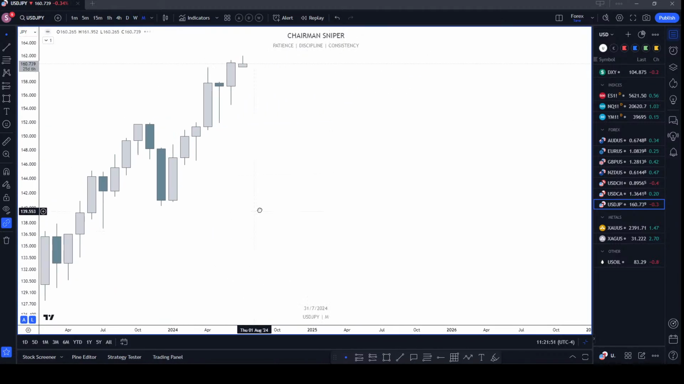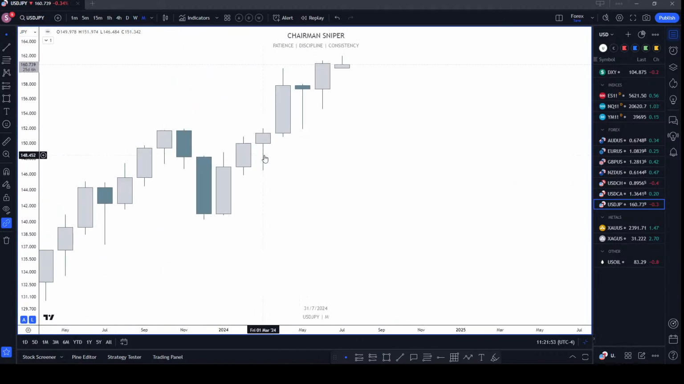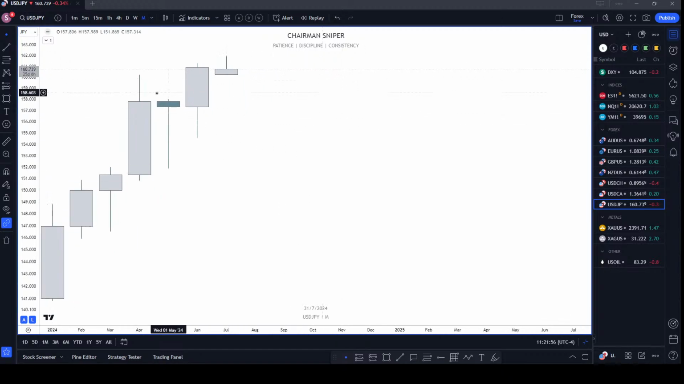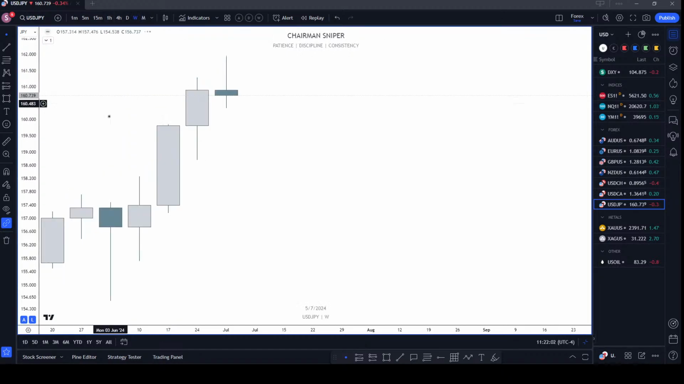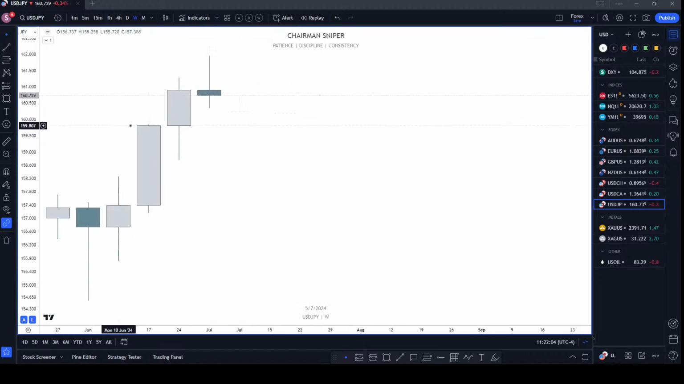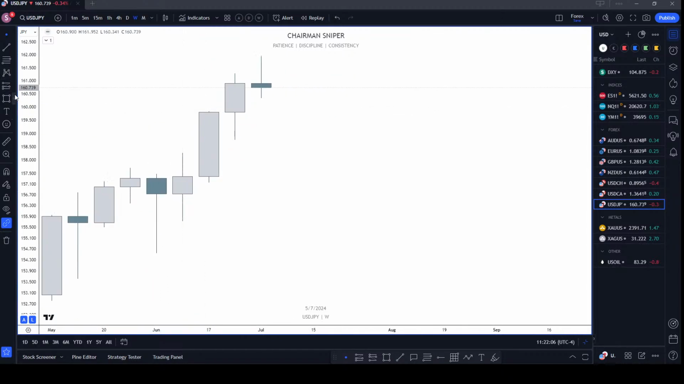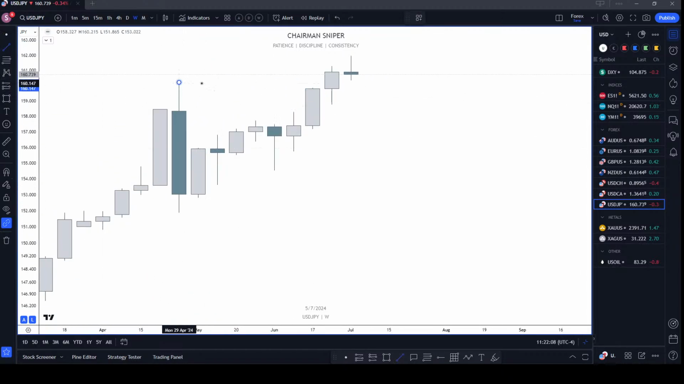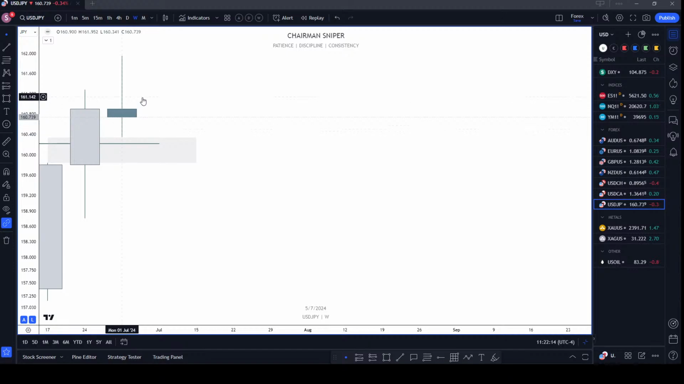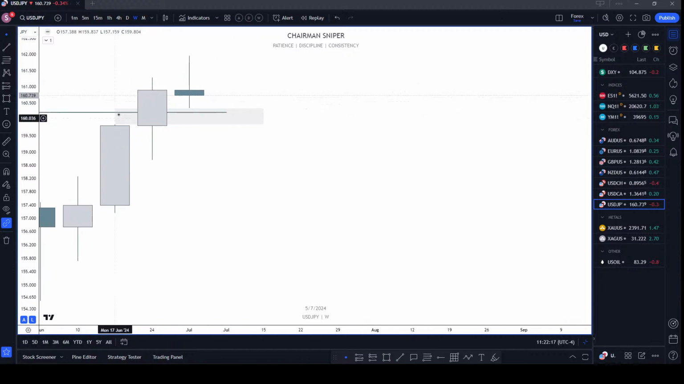On the monthly UJ, we are creating a fair value gap here. We obviously have the entire month to trade, so not much to look at here yet. On the weekly, we have created a fair value gap right here, which seems to be overlapping with this high. Very nice fair value gap. So we could potentially trade back into this and see higher prices from here.